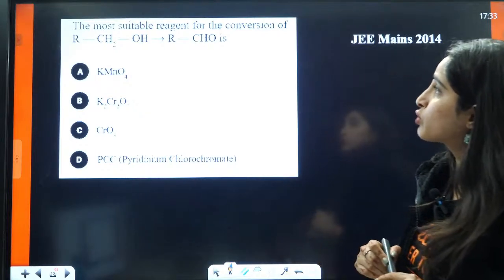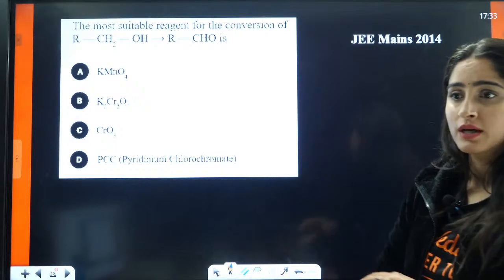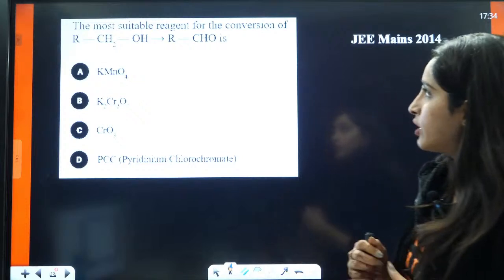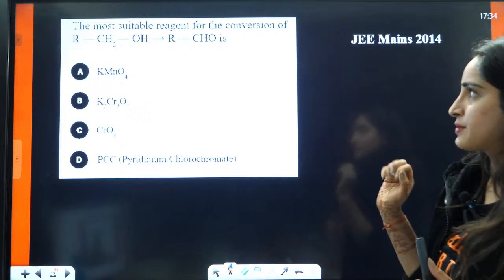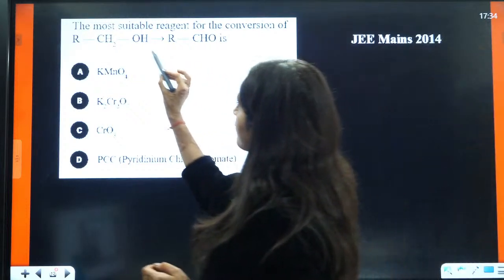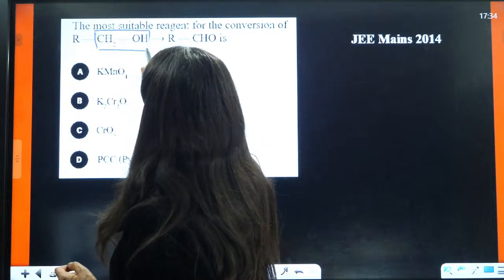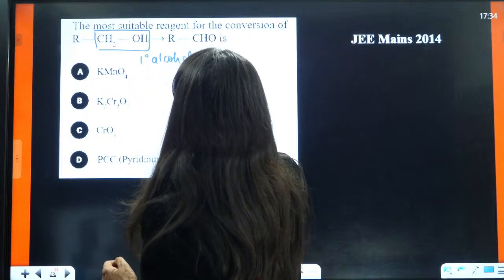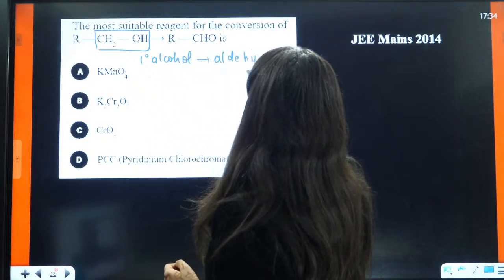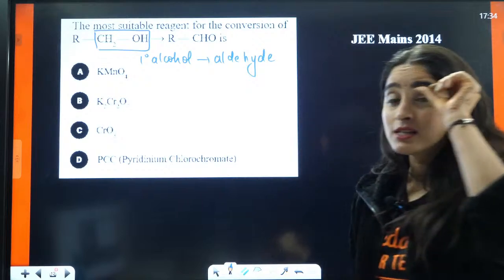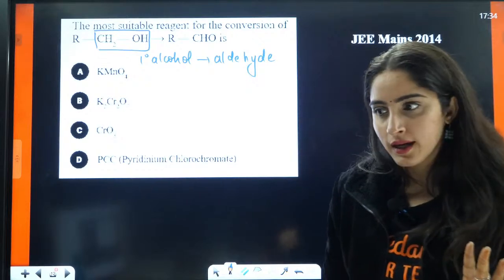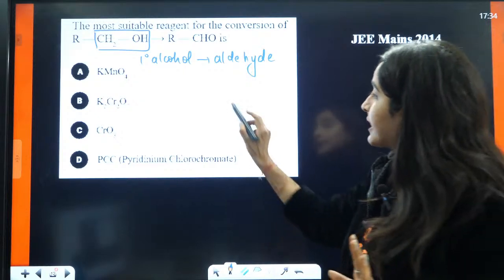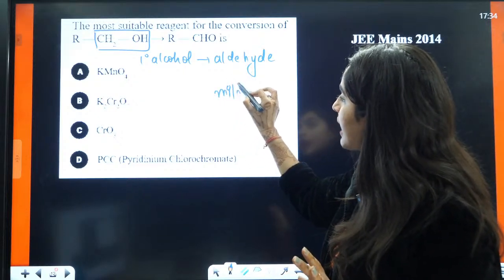The most suitable reagent for the conversion, right? Now they are asking for the most suitable reagent for this conversion. What they have done is converted a 1 degree alcohol to an aldehyde, right? That means oxidation is definitely happening here, right? And we need a mild oxidizing agent.